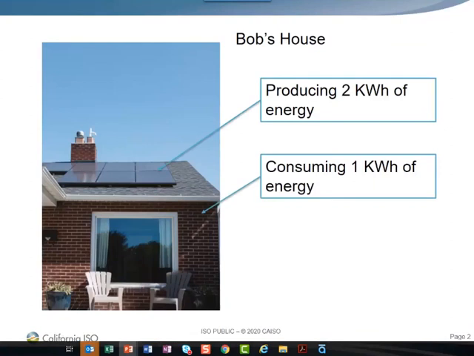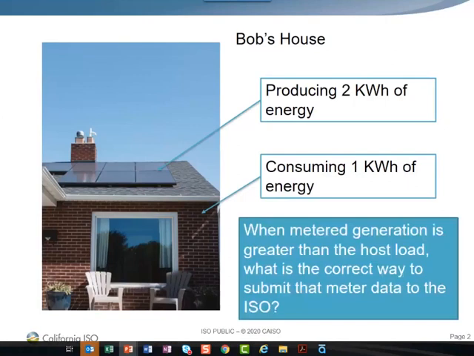And the issue is that when meter generation is greater than the host load, which is what we're looking at here, there was not a uniform way to submit that meter data to the ISO. And in fact, different utilities, different scheduling coordinators were doing it different ways. So we created a policy, which is the excess behind the meter production, in order to align everybody so that everybody is doing it the same way.